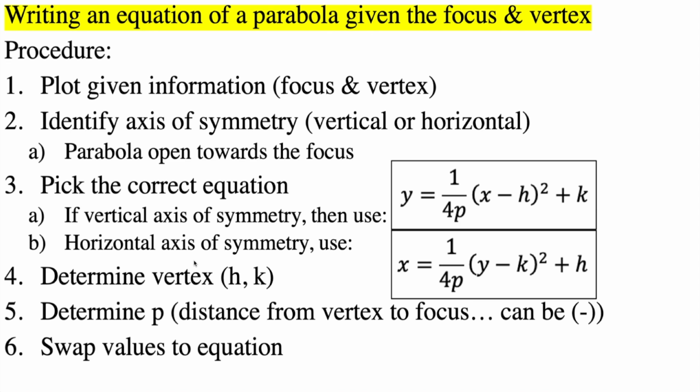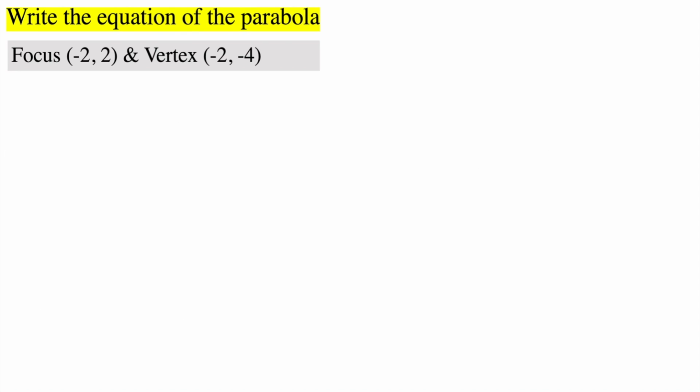Step 4 says determine the vertex, which we are given, so we don't actually need to determine that. That's actually a freebie. And then step 5 says determine p, distance from vertex to focus, and it can be negative. And step 6 says swap values to equation. So let's begin. This is our first problem.